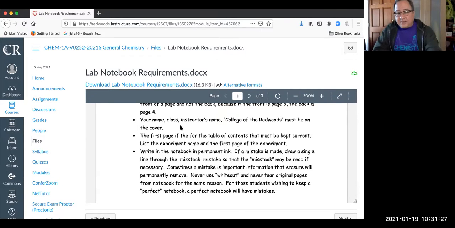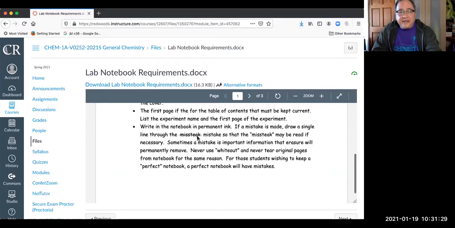The first page is the table of contents, written in permanent ink. You'll notice here it says if a mistake is made, draw a line through the mistake. And I give you an example of a misspelling mistake. So you put a line through it. You never erase anything from your lab notebook.